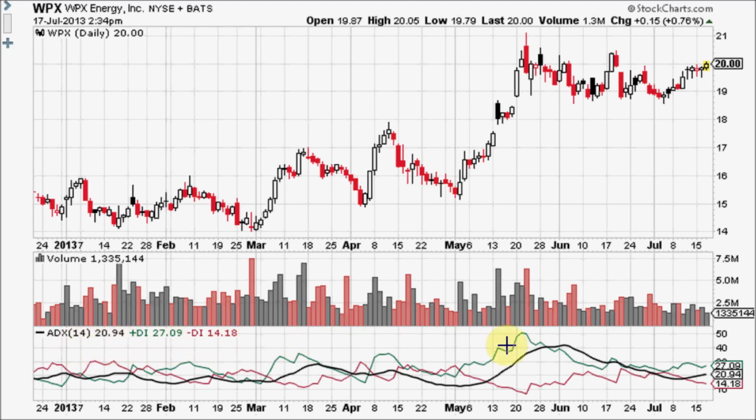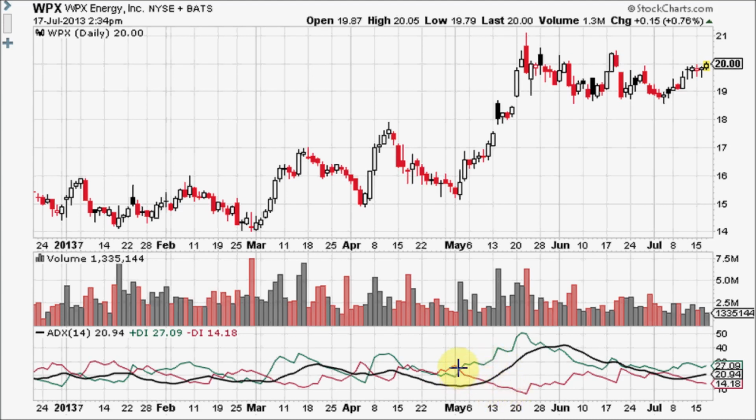Now let's talk about the DI plus and the DI minus. As I mentioned, the ADX itself only determines the strength of a trend. It does not say which direction. That's the job of the DI plus and the DI minus.